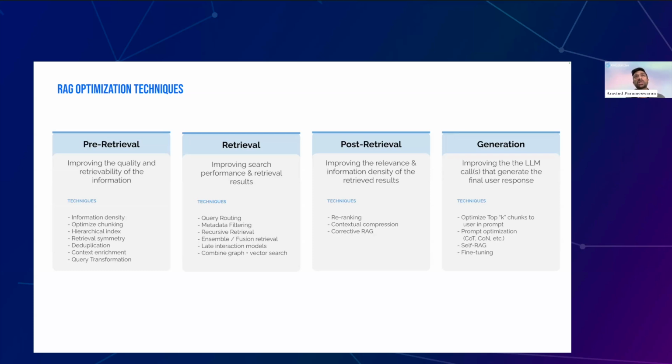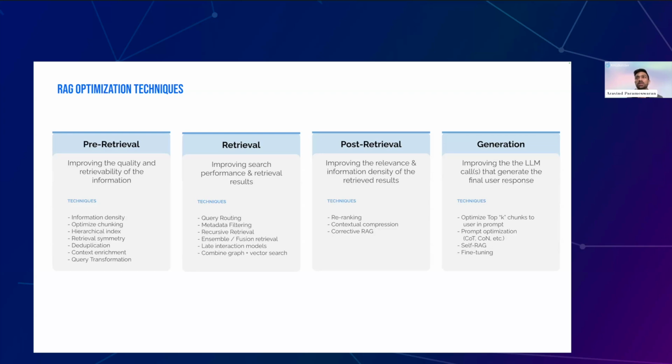And then finally, in the post-retrieval, after you retrieve, there are techniques that you can apply to improve the relevance and information density of the retrieved results even further, so that you get the best answer correctness out of the RAG. So there's obviously re-ranking. I think a lot of you might have heard about re-ranking. We'll look at some of the techniques there, and then there's a couple other things like contextual compression, corrective RAG, etc.